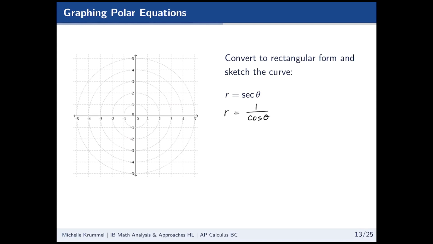And thinking back to those 4 conversion equations that we have to work with, we have an equation for r cosine theta. So let's multiply both sides of this equation by cosine theta. r cosine theta equals 1. And r cosine theta is the same as x. So we have x equals 1. For our rectangular or Cartesian equation, r equals secant theta is the equivalent polar equation. x equals 1, we know, is a vertical line passing through all the points where the x coordinate is 1.